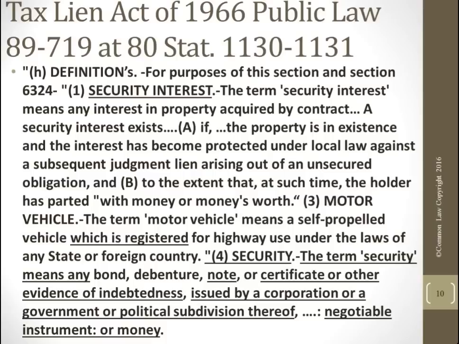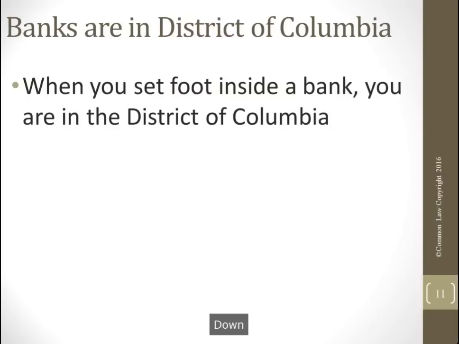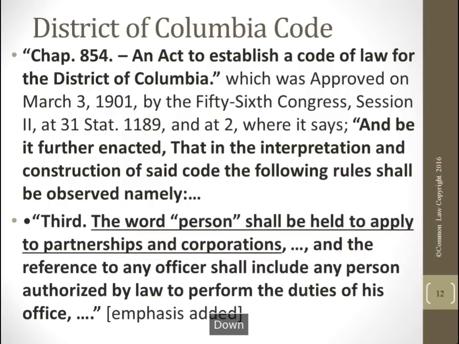And so you're in the District of Columbia. When you set foot inside a bank, you are setting foot in the District of Columbia. And this is the DC Code. This is an act to establish a code of law for the District of Columbia, approved March 3rd, 1901. Right at the beginning of the act, it says, third, the word person shall be held to apply to partnerships and corporations. So it's all fictitious entities.